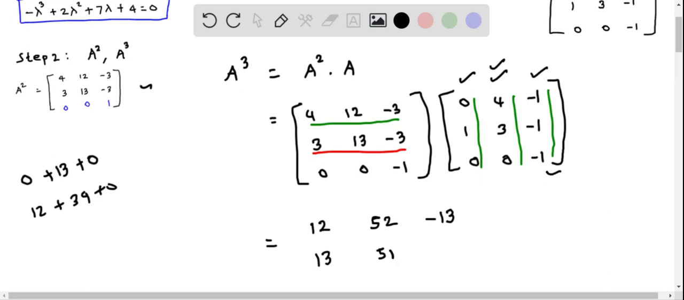And finally, the last column. So we have to take the negative of the second row. It is negative 3, negative 13, positive 3. So these two get cancelled. We have negative 13.